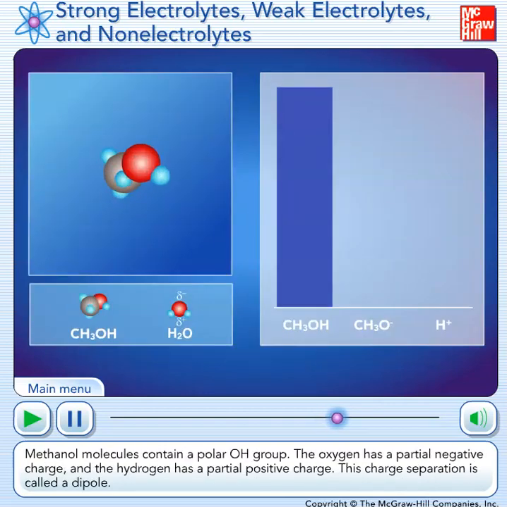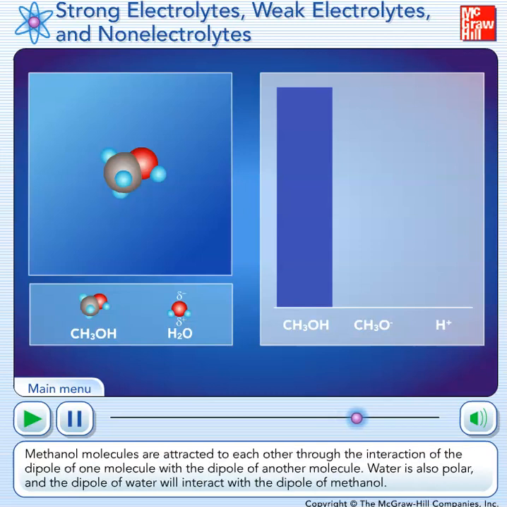Methanol molecules contain a polar OH group. The oxygen has a partial negative charge and the hydrogen has a partial positive charge. This charge separation is called a dipole. Methanol molecules are attracted to each other through the interaction of the dipole of one molecule with the dipole of another molecule.